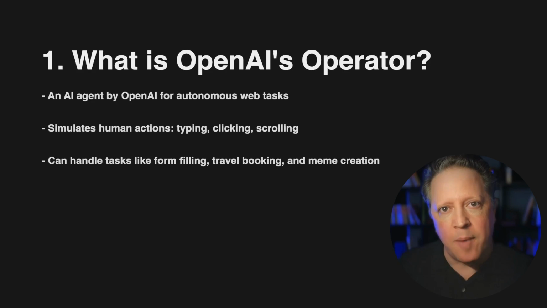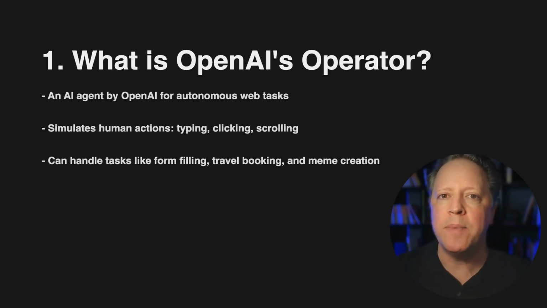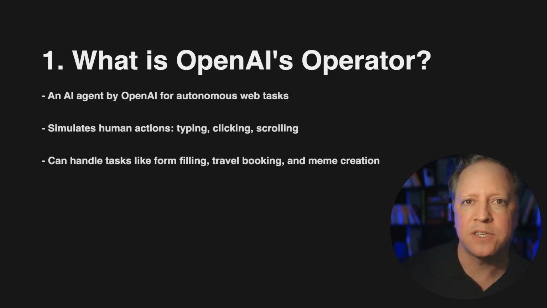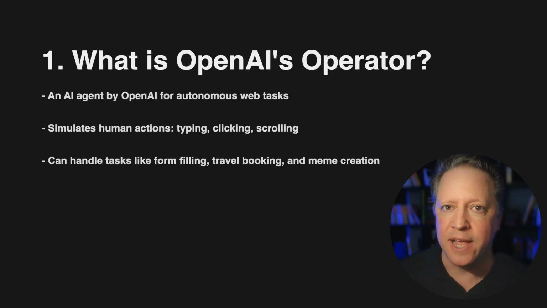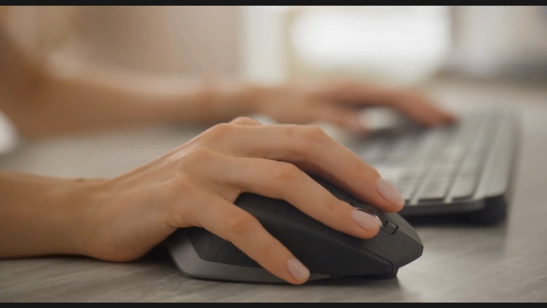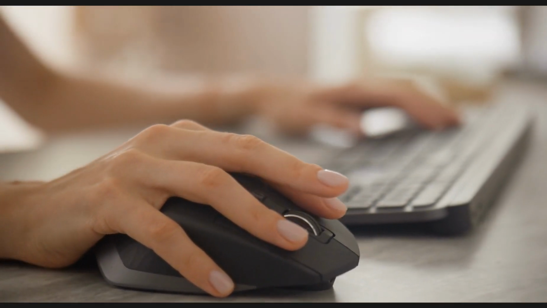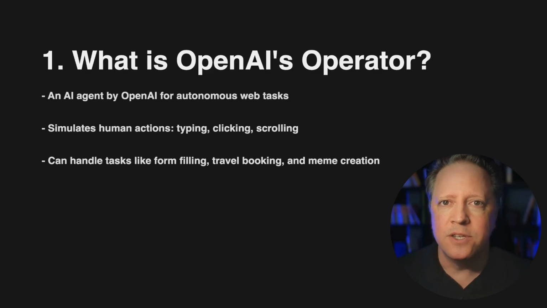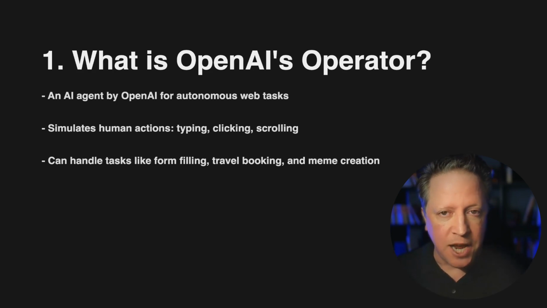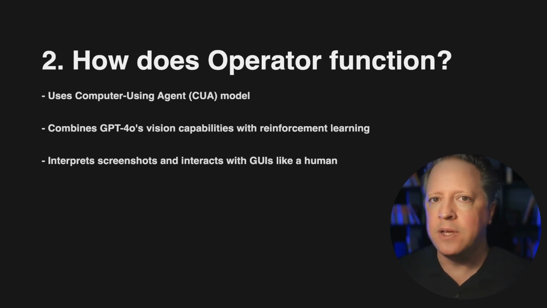Now, because Operator is based upon the web, this means that it can go out into the web and use an internet browser to do tasks. And not just simple things like search, but actually do really complex things. It can simulate what you can do, like typing, clicking, scrolling. It can enter information into forms. You can have it book travel for you. It can even create memes. So think of it as ChatGPT, but instead of using it just to chat, you're letting ChatGPT control a web browser.